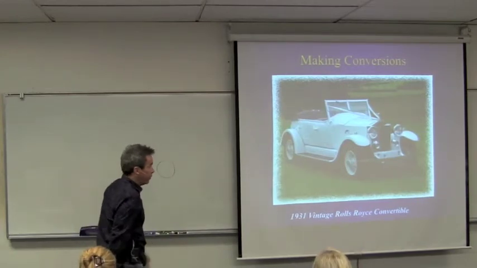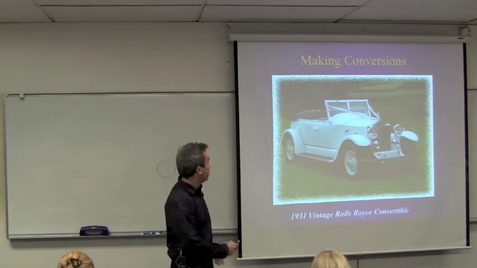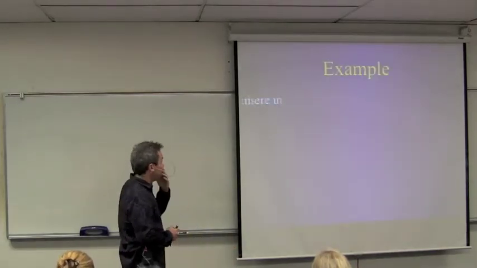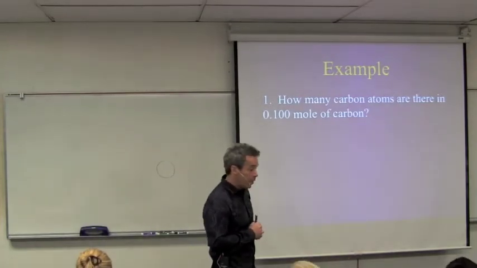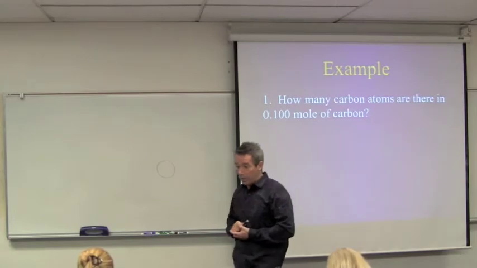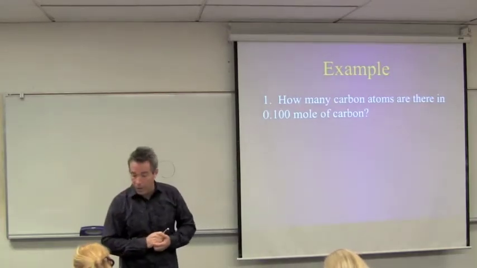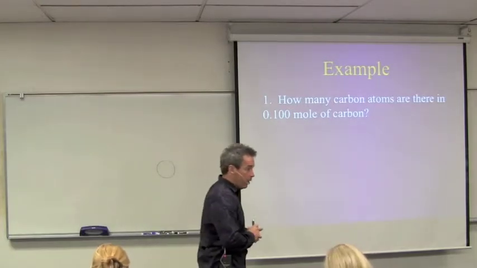Let's do some conversions. Here's a 1931 Rolls-Royce convertible. So get your calculators out. And some of you guys learned how to do scientific notation with me when you're doing problems on Tuesday in the lab. Some of you haven't done scientific notation yet.